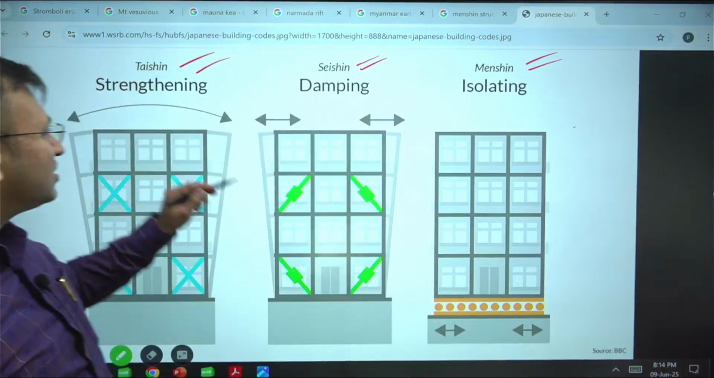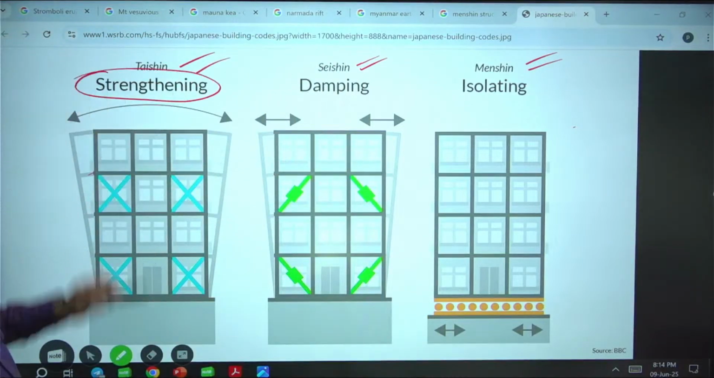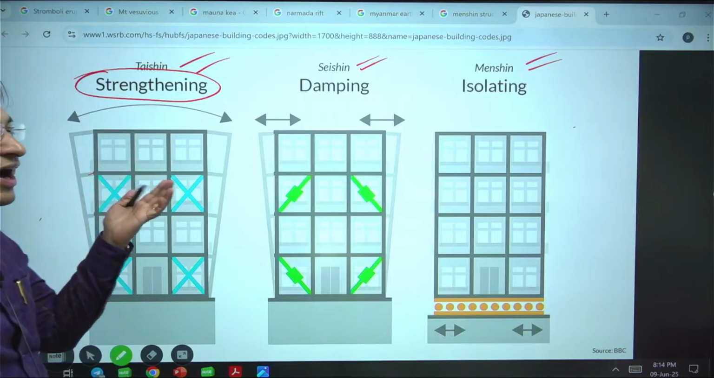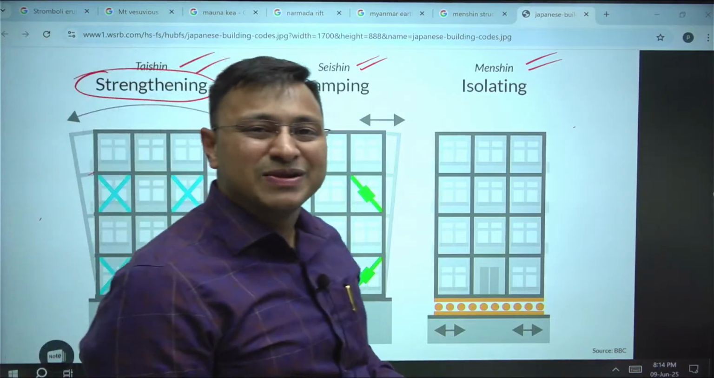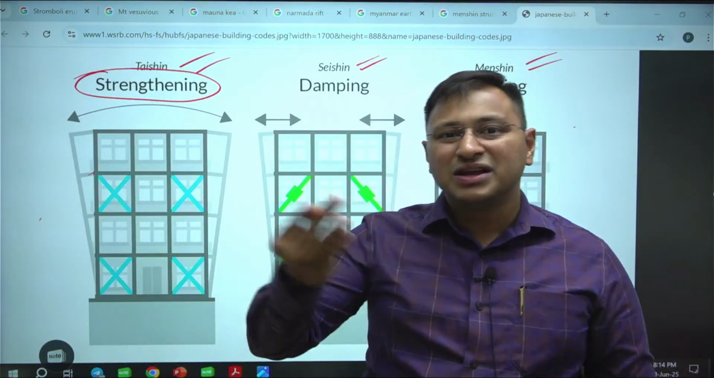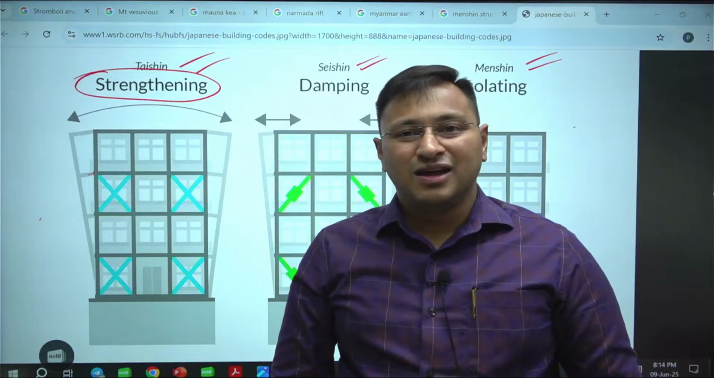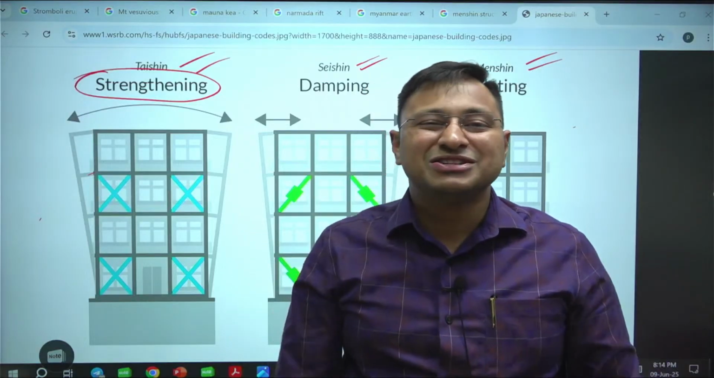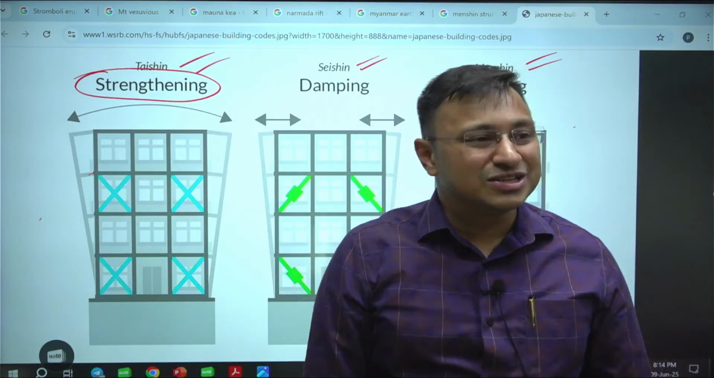So Taishin, Shaishin, and Menshin. In Taishin structure, we use high strength materials. We use high strength steel, so that as the building starts to wobble, the structure is not losing its integrity. So this is referred to as Taishin structure.